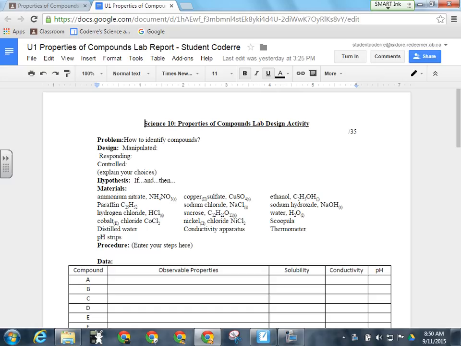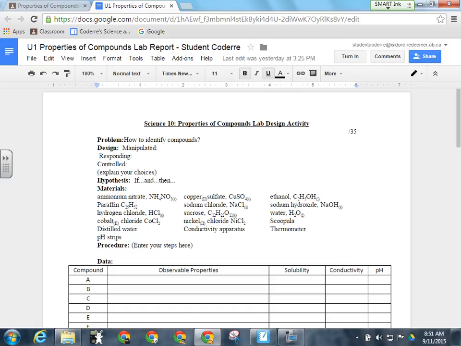Obviously, remember that the problem needs to be restated in your own words in the form of a question. We're talking about how we can identify unknown compounds based on their physical properties. So something along those lines, in the form of a question. We talked about our variables yesterday.